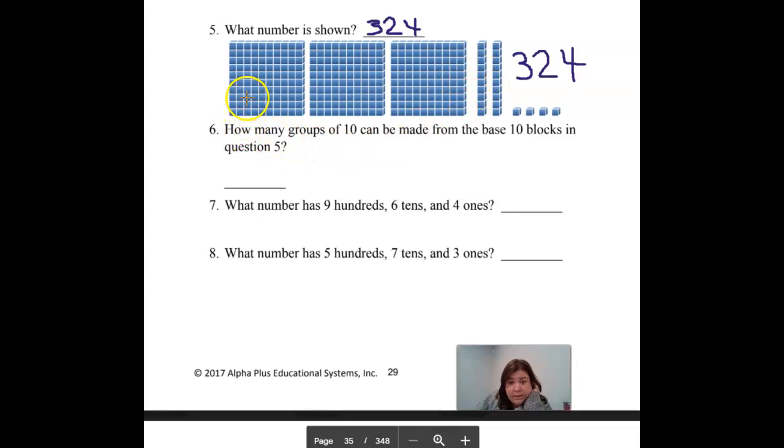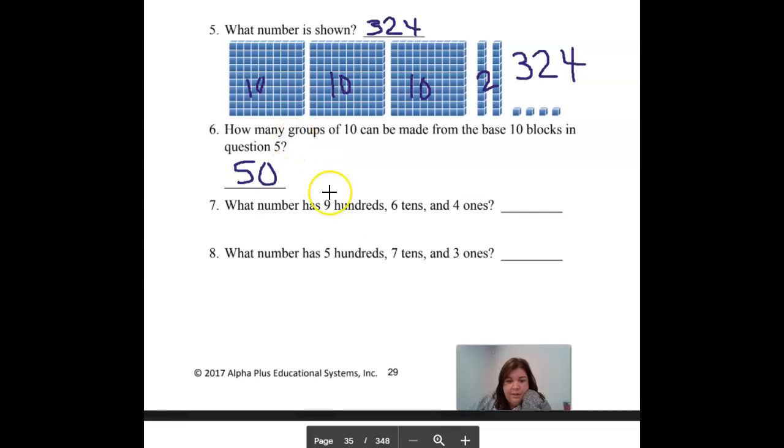So again, we're going to count by tens. So we have 10, 20, 30, 40, 50. Makes 50. So that gives us how many groups of 10? So here's 10 groups right here. 10 groups right here. 10 groups of 10 right here. And 2 groups of 10 right here. 10, 20, 30, 40, 50. That one was a hard one. That is a lot of 10s, isn't it?